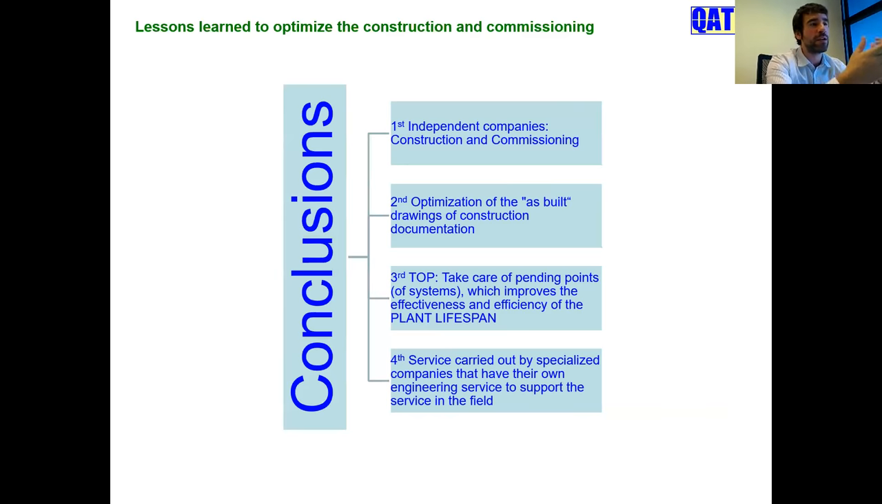So the second is to optimize the as-built drawings of the construction documentation. It means that the modifications made along the construction must be put in the drawings. So the drawings must be modified.